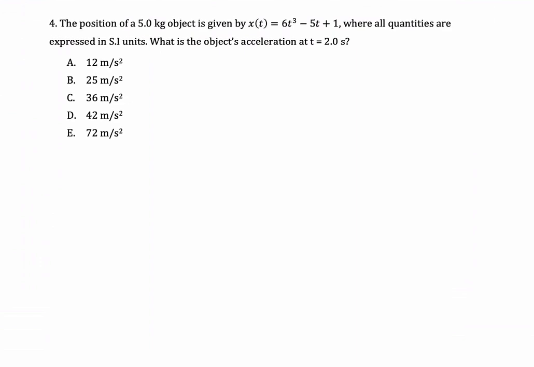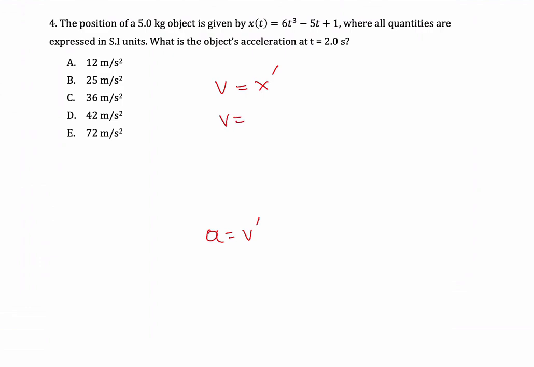We have an equation of position, and we need to find the acceleration of this object at time equal to 2 seconds. I can give you some time to think about it and pause, but we need to remember that we cannot find the acceleration directly. First, we need to find the velocity from the derivative of position, and when we have the function of the velocity, we can find the acceleration from the derivative of velocity.